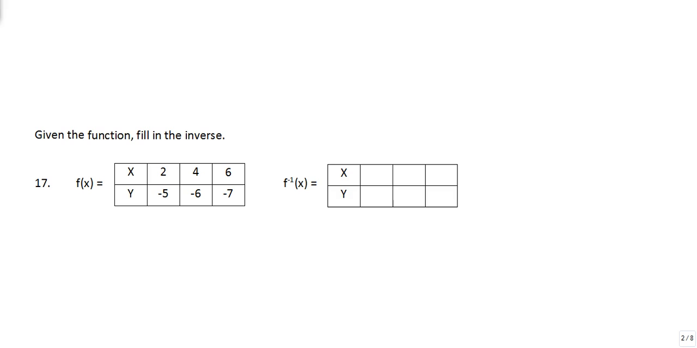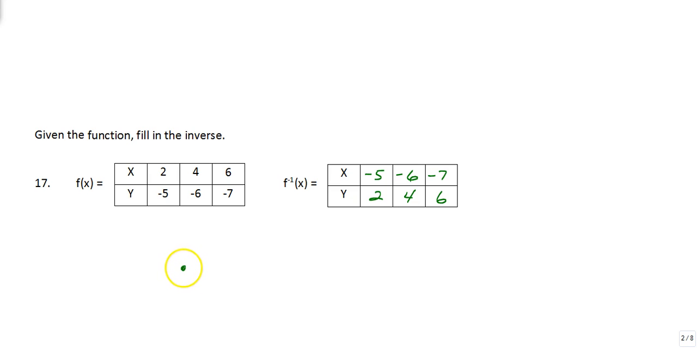The last one is, given the function, fill in the inverse. So an inverse graphically is just a switch of x and y. So our x's come from the y values of the previous functions. So we have -5, -6, and -7. And our y's are our original x's. So remember, graphically, switch x and y's. And that would apply to a graph as well.